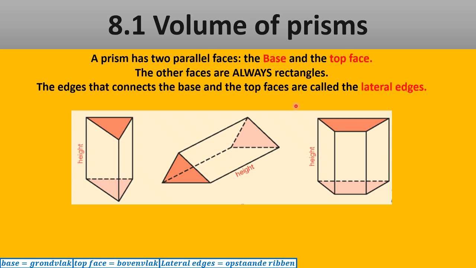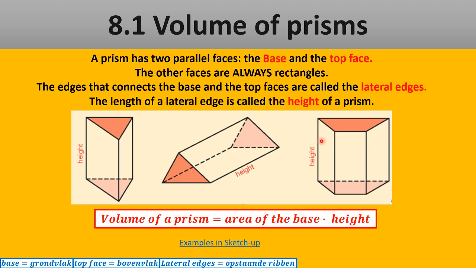The edges that connect the base and the top face are called lateral edges. In het Nederlands opstaande ribben. De ribben die omhoog staan op het grondvlak naar het bovenvlak. Those lateral edges are important because the length of a lateral edge is what we call the height of a prism. You could say that's going to be the distance between the base and the top face, right? And the shortest distance is always going to be perpendicular, so it's always going to be such a lateral edge.